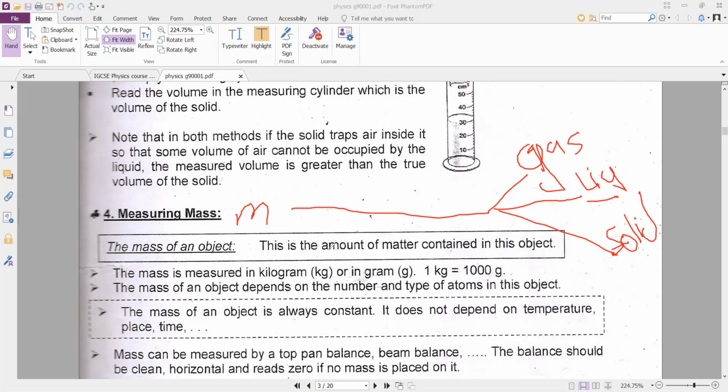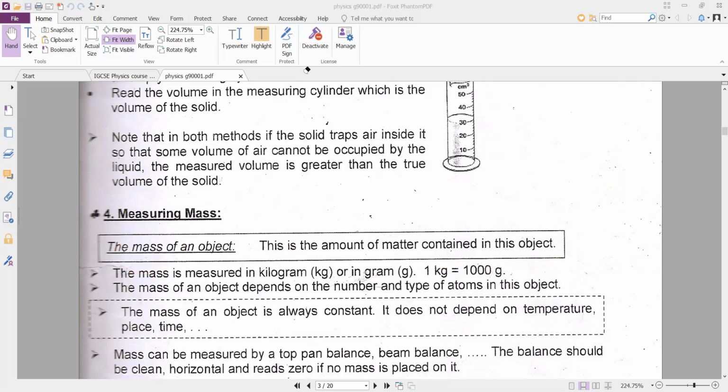How to define mass? What does mass mean? Again, mass is the amount of matter contained in this object. How much is the amount? Okay, Shabab? Let's go to the units. We know the symbol of mass.